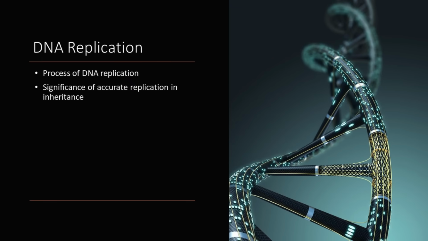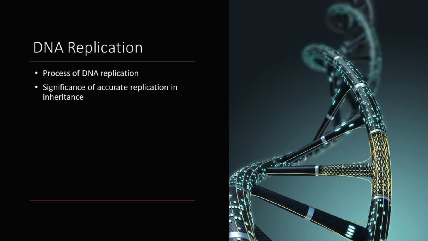Slide 5. DNA replication. Process of DNA replication. DNA replication is a semi-conservative process where a DNA molecule makes an identical copy of itself. It occurs during the cell cycle, ensuring that genetic information is passed from parent cells to daughter cells.